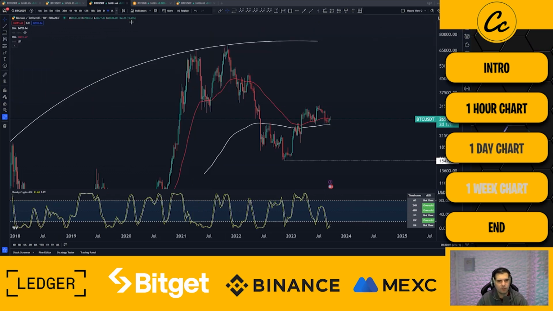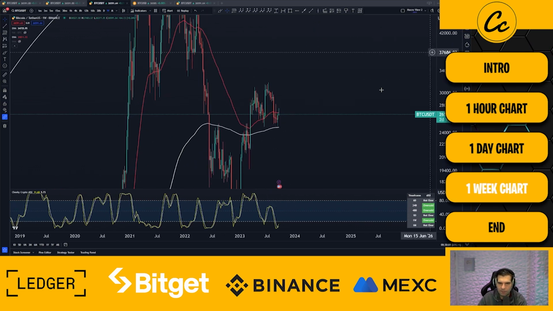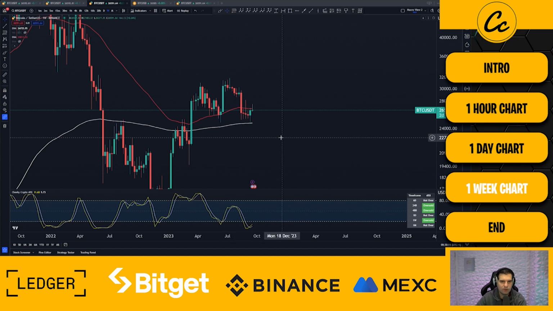Take it up into the weekly, and you can see again we found support on the weekly 200 EMA and resistance on the weekly 50 EMA. Again, nothing strange has happened here either. Failed to get the weekly close last week above the 50 EMA, and it's not looking strong at the moment for that weekly close above the 50 EMA as well.